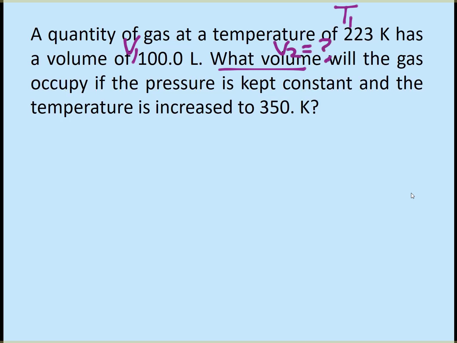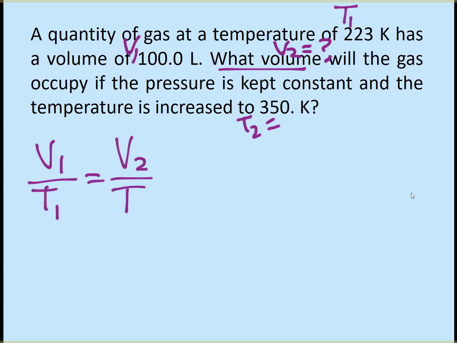And then it says the pressure is kept constant and the temperature is increased. So there's my T2. So write Charles' law: V1 over T1 equals V2 over T2.